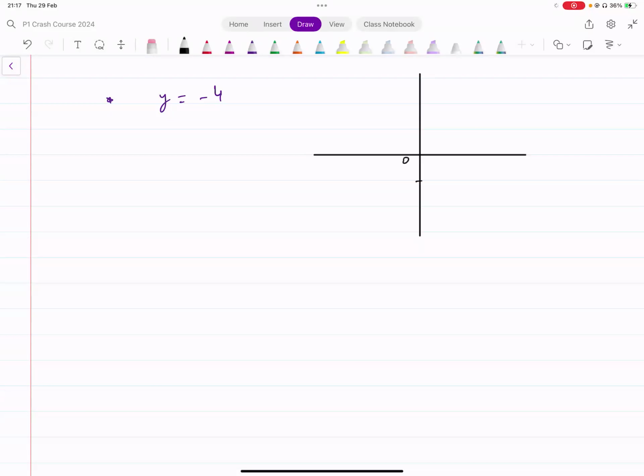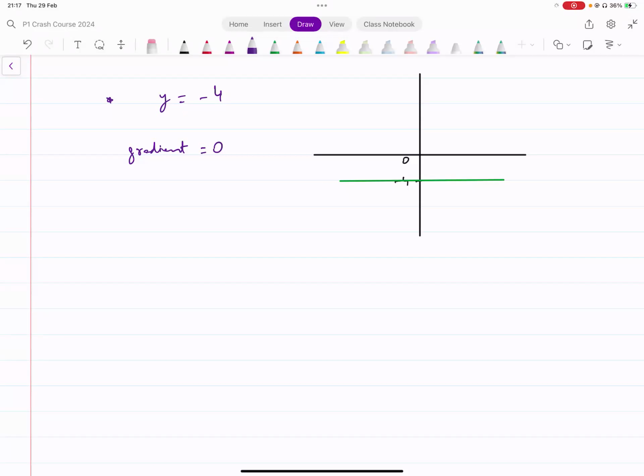There'll be some point minus 4 here, and this line is going to be like this. It's a horizontal line. And what's the gradient of horizontal lines? The gradient of horizontal lines is 0. So this gradient is going to be 0.